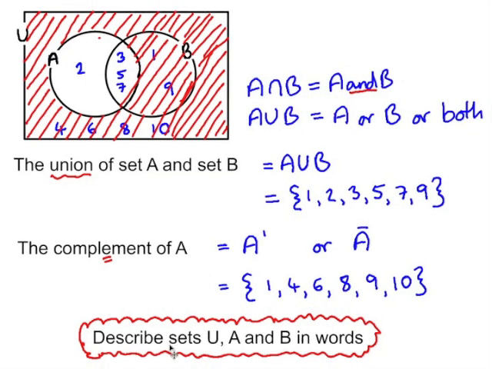Finally, I wonder if you can describe the sets U, A and B in words. I already described U at the beginning of this lesson as the set of numbers from 1 to 10. So can you describe set A and set B using words?